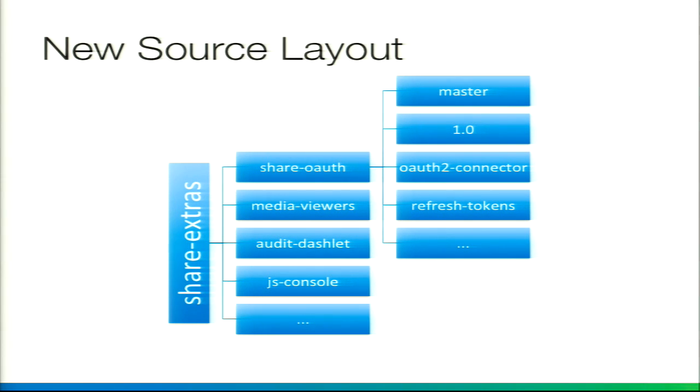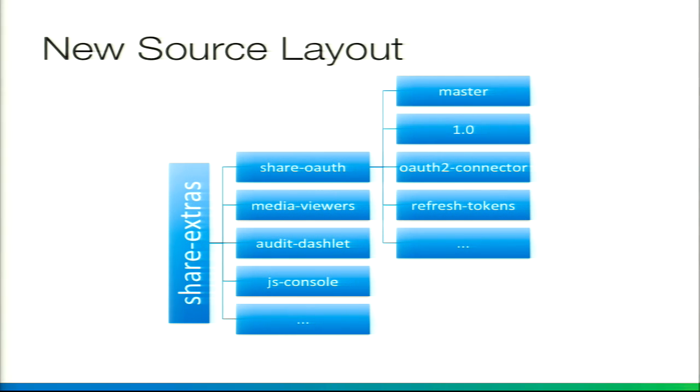This is now what we've moved to in GitHub. So this is a much simpler layout. We have the Share Extras organization at the top that I mentioned. Then underneath that, we have these 40 or so sub-projects, effectively. Within each project, we also have a series of branches. I mentioned the 1.0 branch. We have this master branch, which is equivalent to trunk in Subversion.